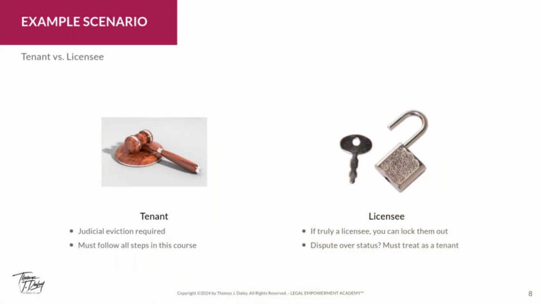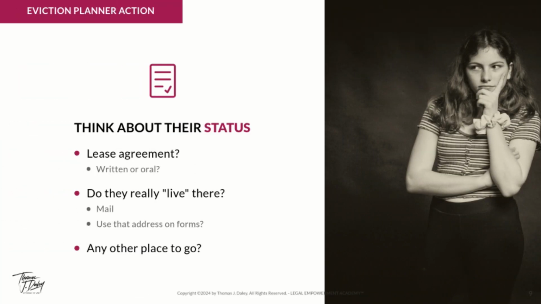Let's look at an example. Imagine your partner moved in without signing a lease or paying rent. They might be considered a licensee. However, if they establish residency, such as by receiving mail at your address, they could attempt to claim tenant rights. That's where evidence and documentation comes into play.